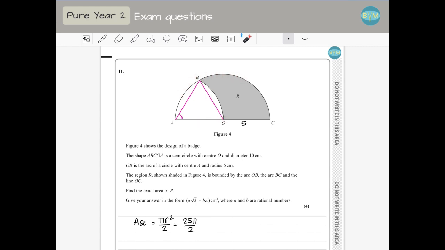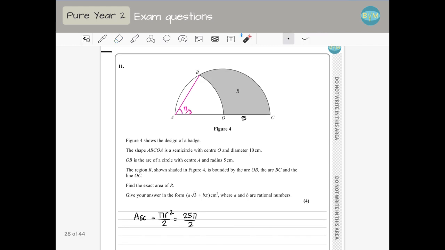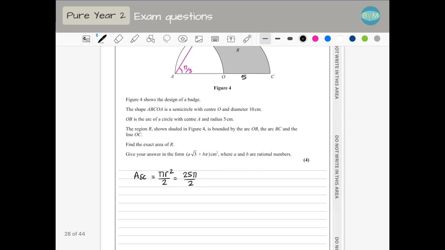So we have an equilateral triangle. So all the sides are 5, which means all the angles are 60 degrees. In this question, I'm going to work with radians because it's going to be slightly faster. So 60 degrees is pi thirds, but it's really up to you to work with degrees. So I have found the area of the semicircle. I'm going to subtract the area of this sector, and in a minute I'm going to subtract this segment as well.